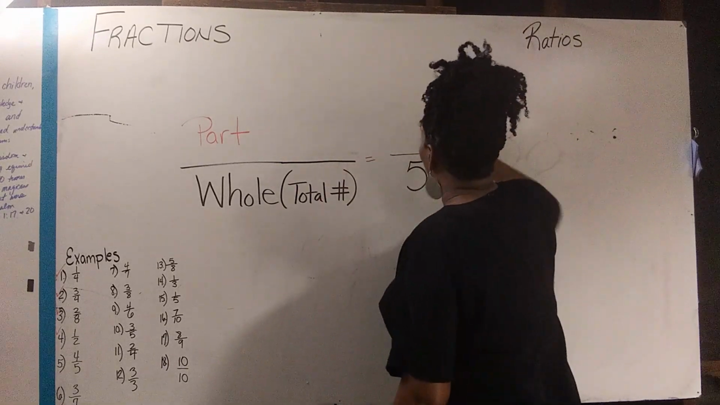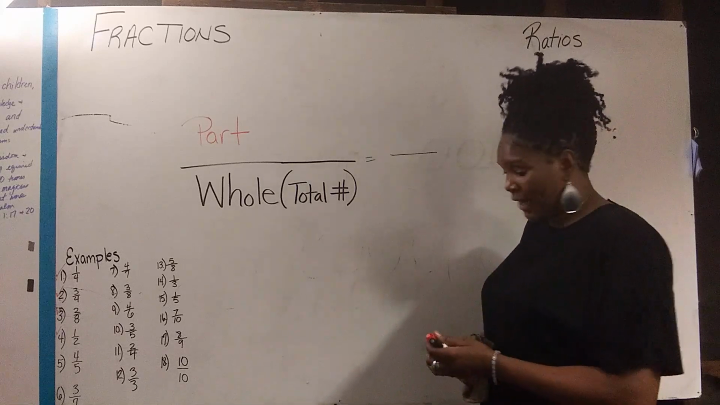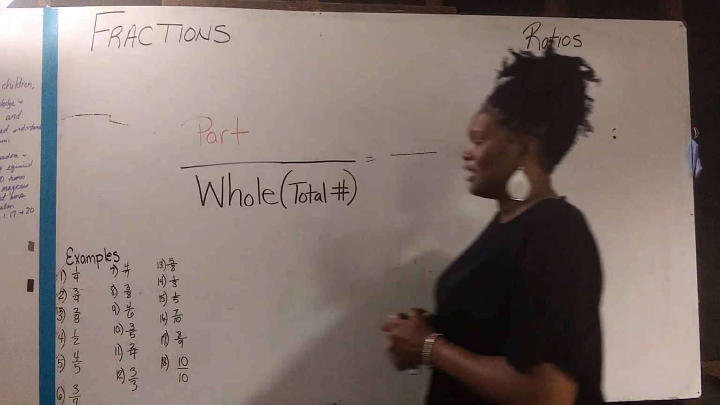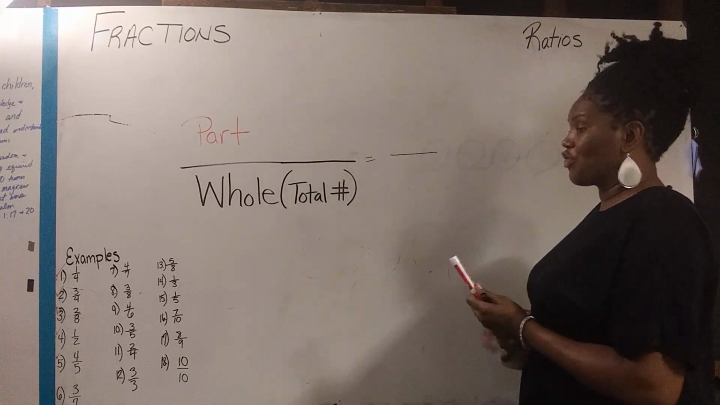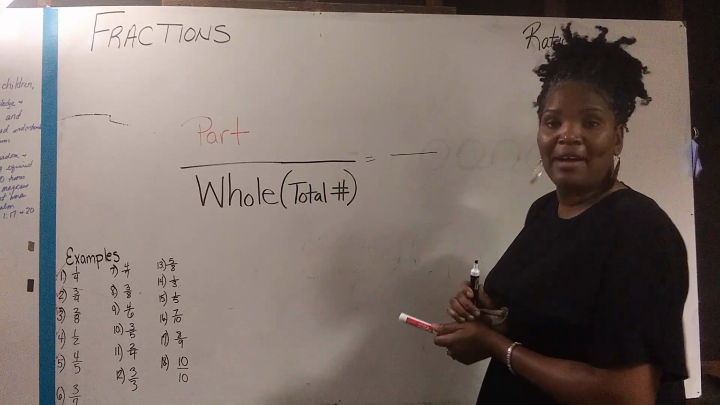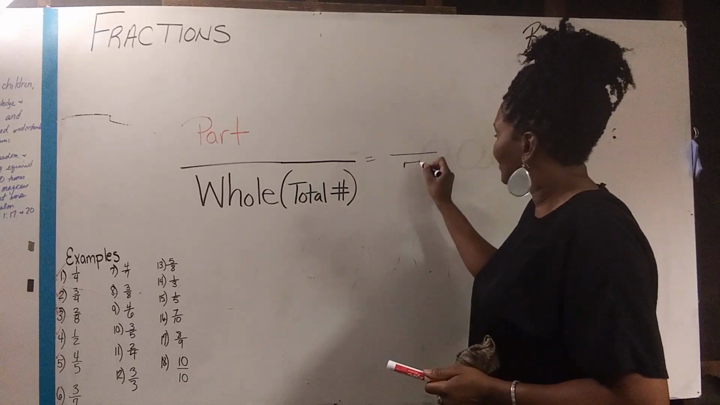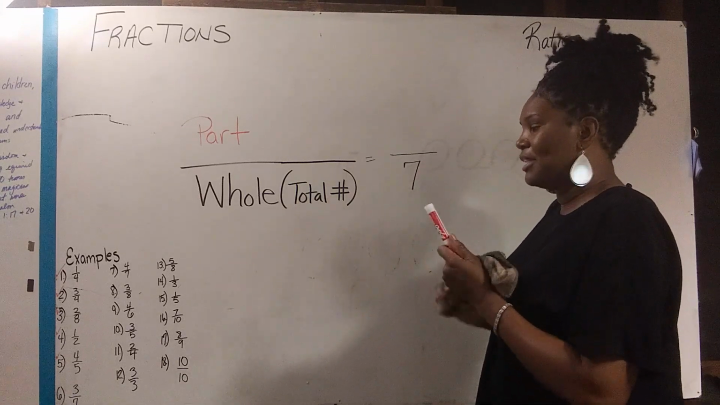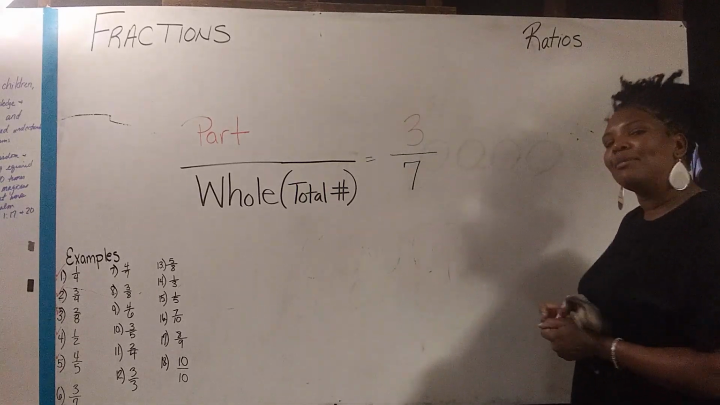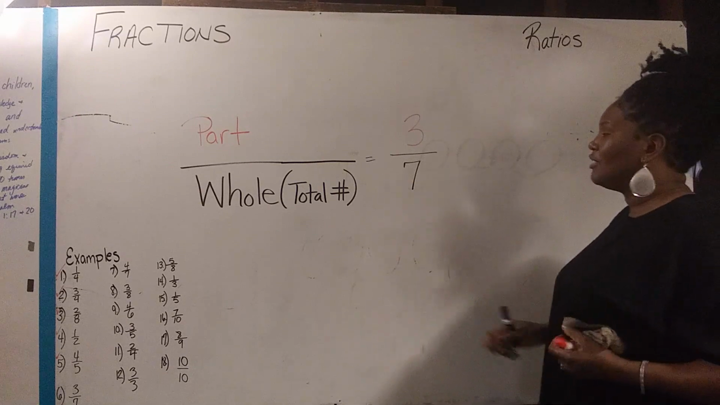All right, let's go to the next problem. And since we got that one right, we're going to put a check mark. All right, let's go to the next problem. It is 3/7. So how many am I going to have all together? I'm going to have 7. And how many are going to be colored in? 3. Good job.